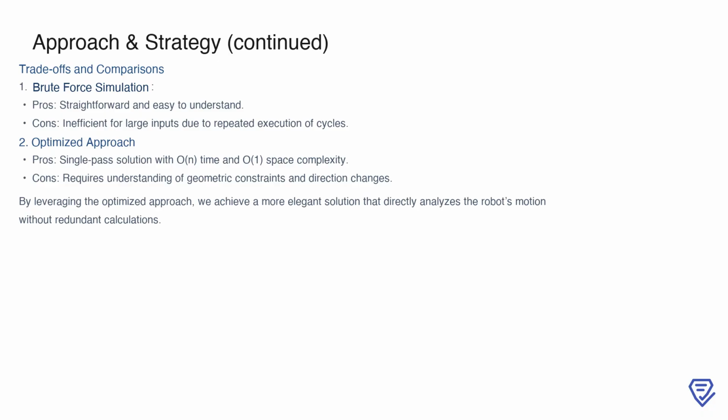On the other hand, the optimized approach provides a more elegant solution. By analyzing the robot's motion in a single pass, it achieves O(n) time and O(1) space complexity. The drawback is that it requires a deeper understanding of geometric constraints and direction changes, which might not be immediately intuitive. Ultimately, the optimized approach is the better choice because it directly analyzes the robot's motion without unnecessary repetition, making it both faster and more resource efficient for practical use.